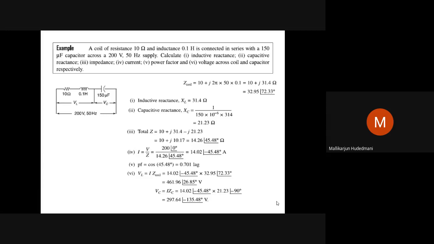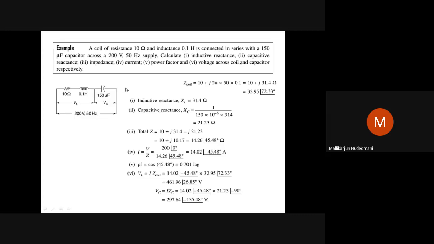So this problem falls into the category of RLC series. There is an inductive coil possessing a resistance of 10 ohm and inductance of 0.1 Henry. This is in series with the capacitor of 150 microfarad. From the problem, you need to draw a rough sketch as shown over here. R, L, C, the respective data you can write here, and the supply of 200 volt, 50 hertz as mentioned.